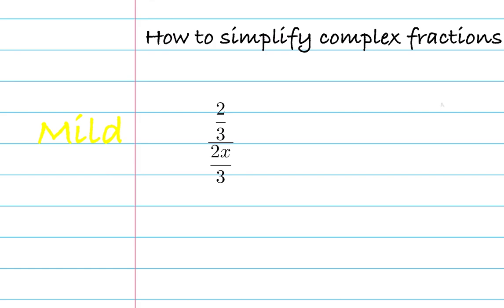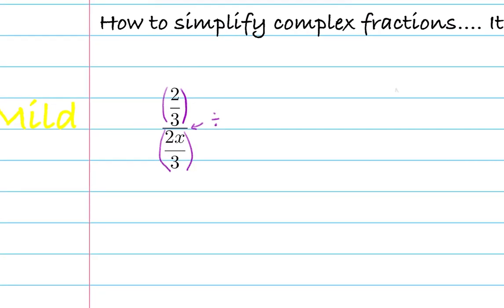So all I'm going to do is break the first fraction, 2/3. This division bar right here, this fraction bar, I'm going to use as a division symbol, and then 2x divided by 3. So we have 2 fractions, okay? All I'm going to do now is rewrite this as 2 over 3, divided by 2x over 3. So the top part of my complex fraction is right here. The bottom part of my complex fraction is right here, okay?